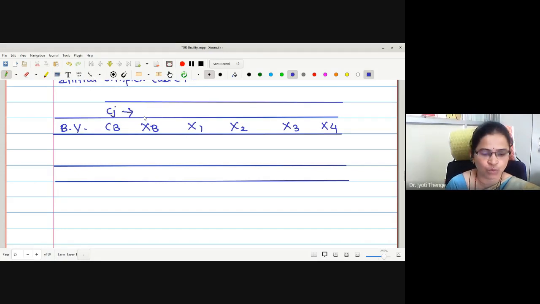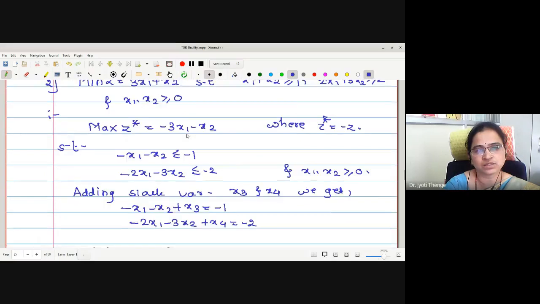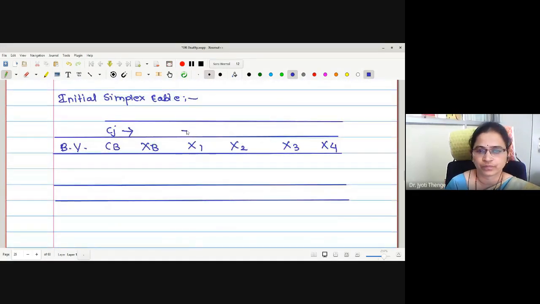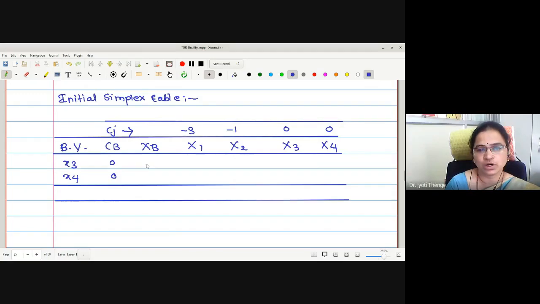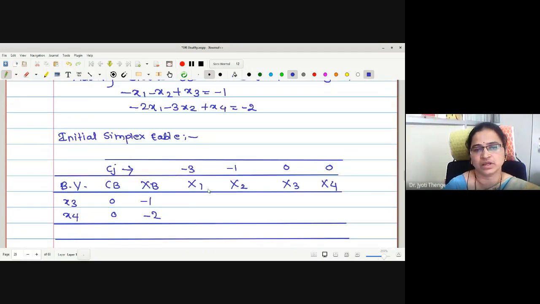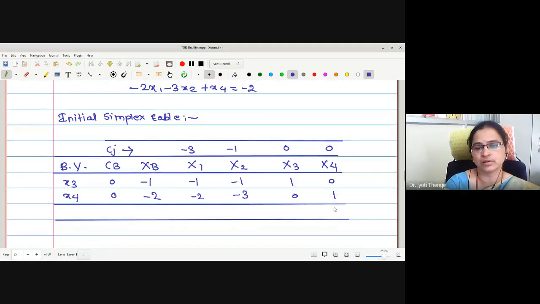What are the CJ entries now? The function is minus 3, minus 1. These two values are 0, 0. What are the basic variables? X3 and X4. What is the cost of basic variables? 0, 0. What is the value of basic variables? It is the solution, minus 1, minus 2. Now I will write the entries in the table. First column, minus 1, minus 2. Second column, minus 1, minus 3. Then 1, 0, 0, 1. Clear?